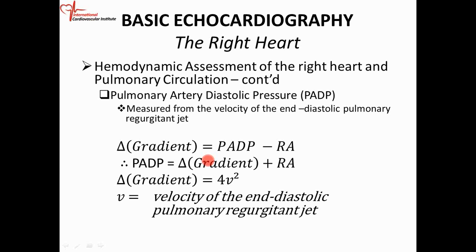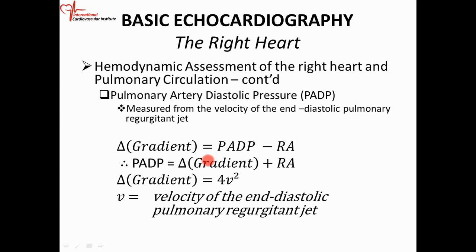It's only going to do that if the diastolic pressure in the main pulmonary trunk is greater than the pressure in the right ventricular flow tract, right? So that gradient, that pressure difference, is equal to the diastolic pressure in the main pulmonary trunk minus the diastolic pressure in the right ventricle, right? That's the gradient, because blood is flowing backwards. That gradient is 4v squared, but the velocity we're going to use is the end diastolic velocity.